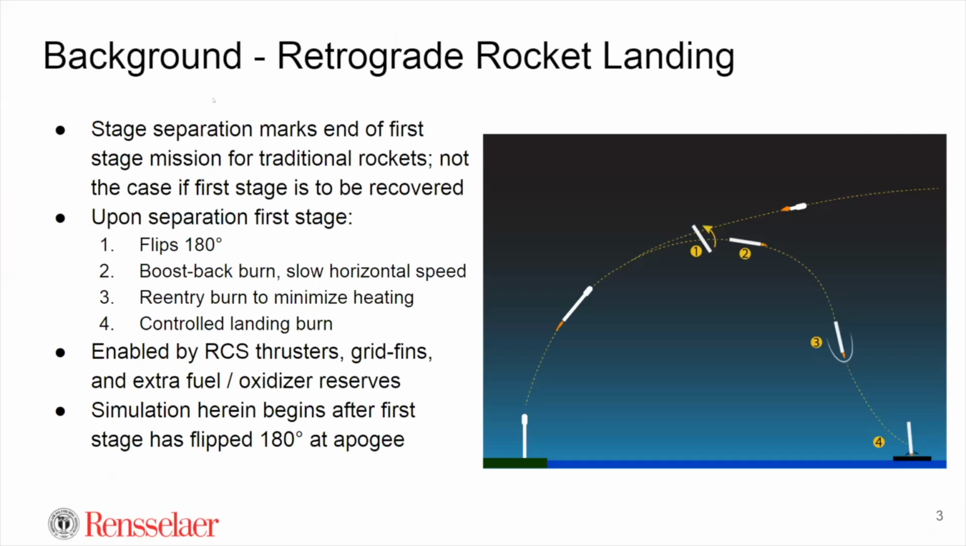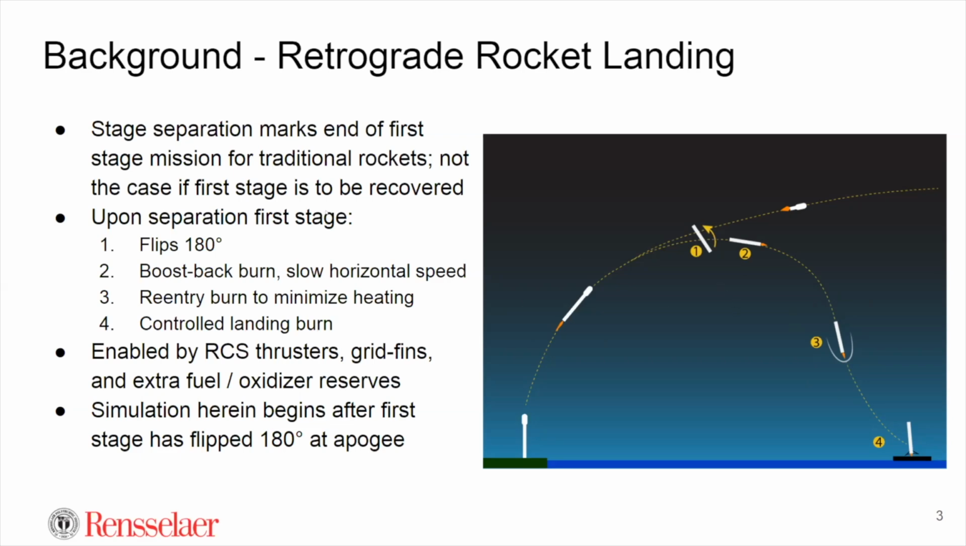So your traditional multi-stage rocket, how does it work? It goes up, and then the second stage separates, and the second stage continues on into orbit. And then what typically happens, the first stage simply burns up in the atmosphere, or it tumbles down and lands in the ocean, something like that. So that's not the case if you want to reuse that first stage.